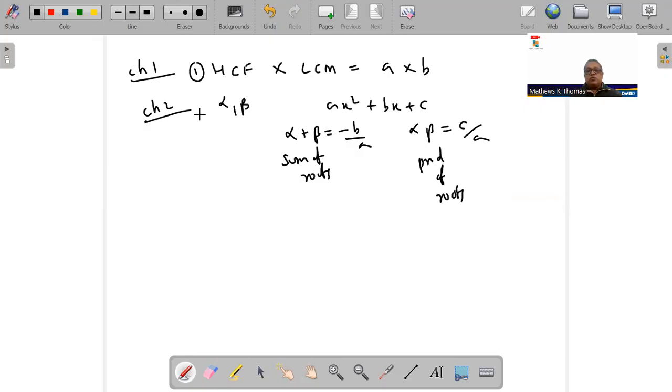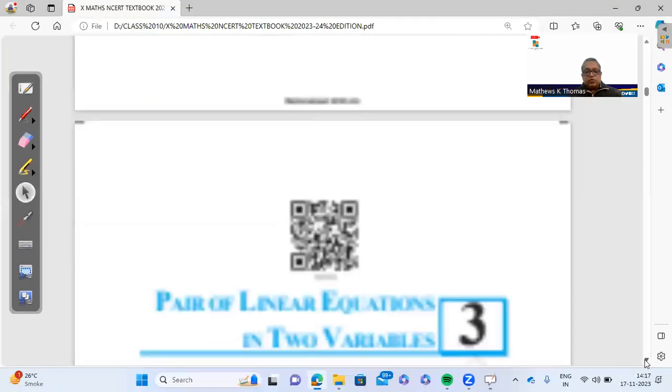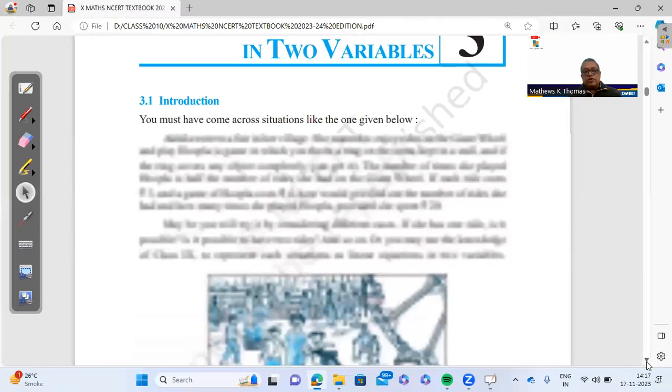And here in chapter 2, there are two formulas. In fact, sum of roots is minus b by a, where b is the coefficient of x, and here we have alpha beta, that is the product of roots, is c by a, where c is the constant and a is the coefficient of x square, right? So we go on to chapter 3. So you see, first and second have got only one formula.